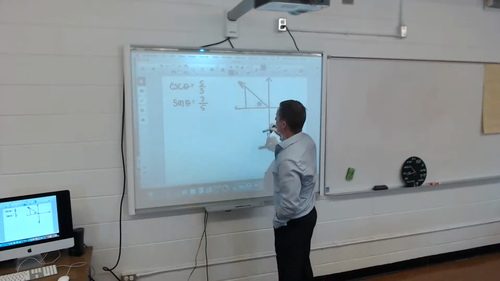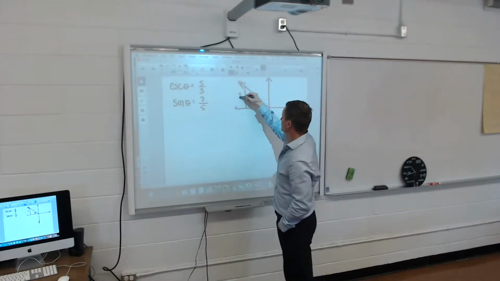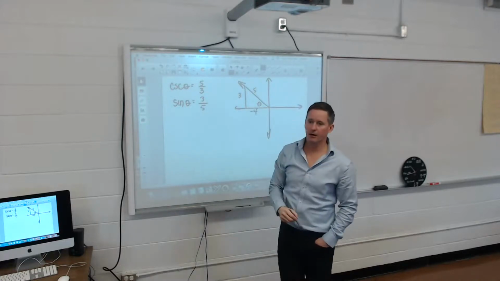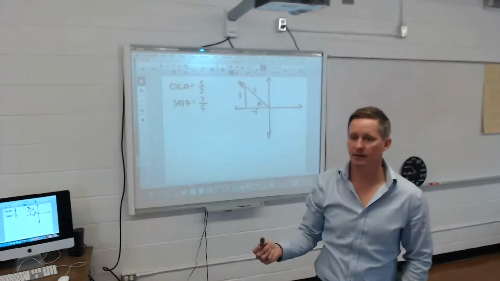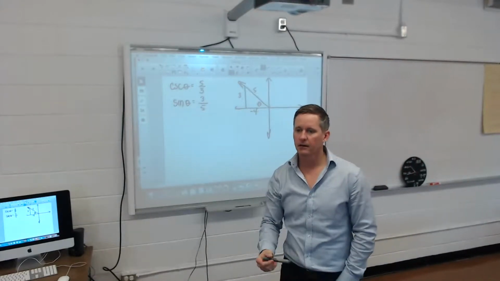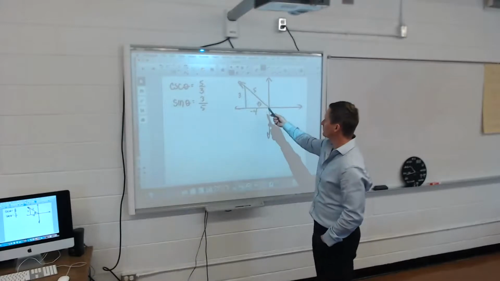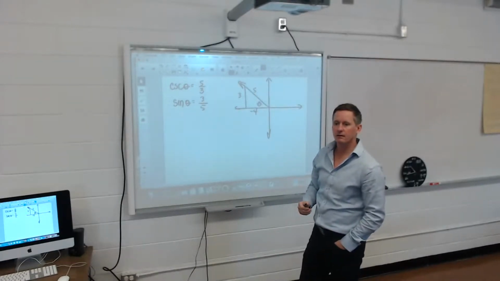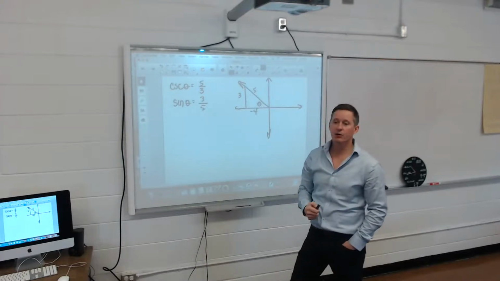Okay, so there's my theta, and there's 3 over 5. What does that make this right here? 4. I'll add the negative in there just so that I understand that it's negative in that quadrant. And then you're just filling in all of the trig. So what's cos theta? Negative 4 over 5.